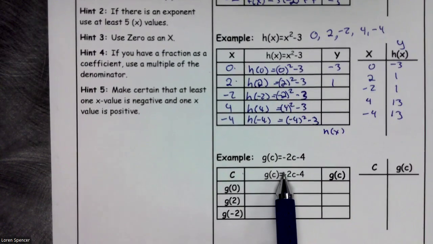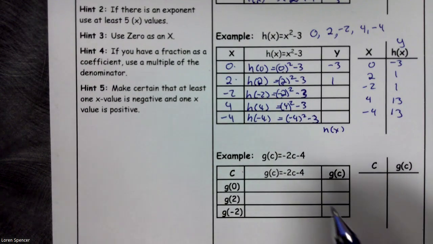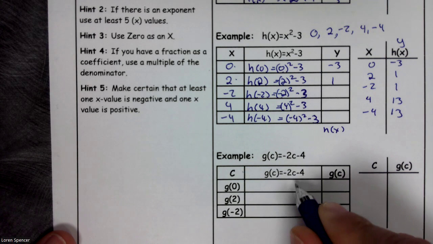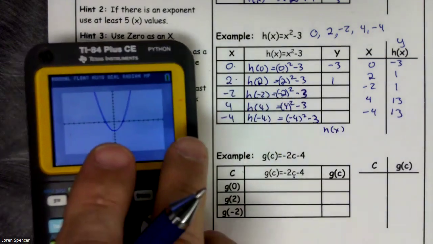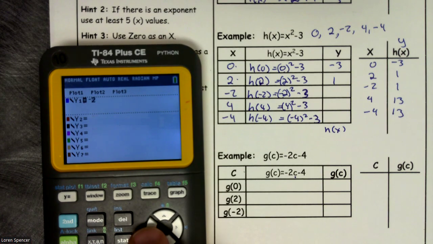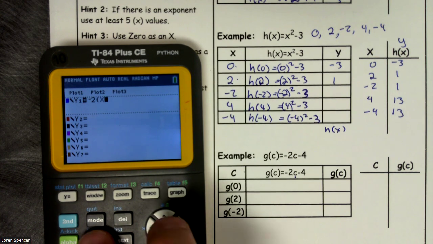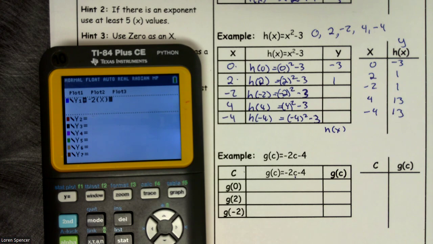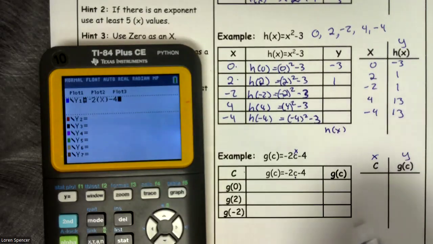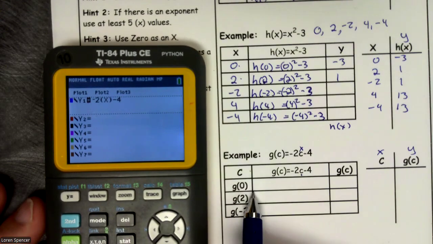All right, we have g of c equals -2c minus 4. So we're still going to use an x. We're going to write it like this. We'll replace that with an x. So we're going to go back to our y equals. Y equals clear. -2 parentheses x, close those parentheses, minus 4. Please note all we did was put an x here. That means x. That means y. And they're telling us they want 0, 2, and -2.